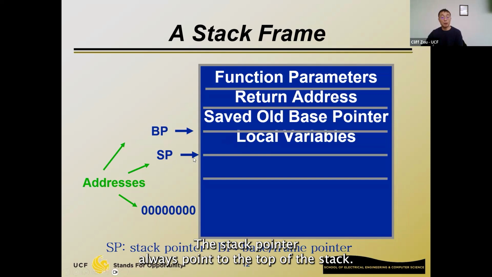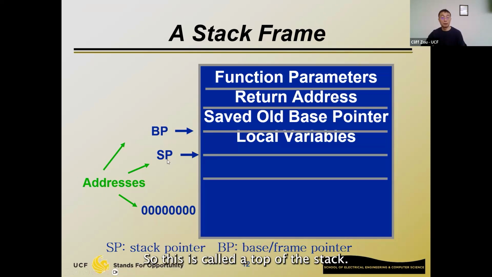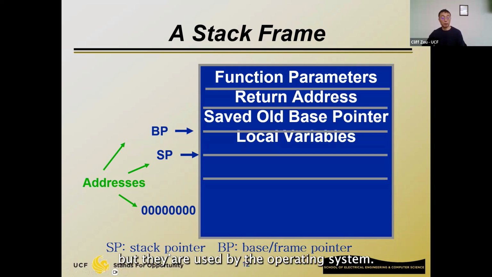The stack pointer always points to the top of the stack. Basically, this is the place where you can push more data into the stack. So this is called the top of the stack. That is the stack pointer. Right. So these are the two special registers in the CPU. The CPU has many special registers that normal program code cannot access, but they are used by the operating system.